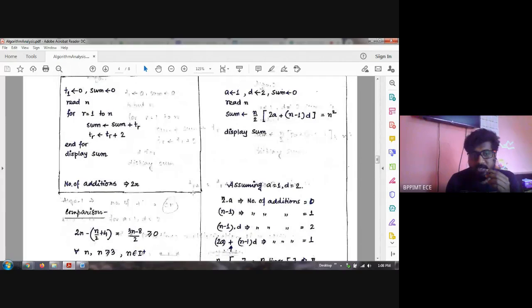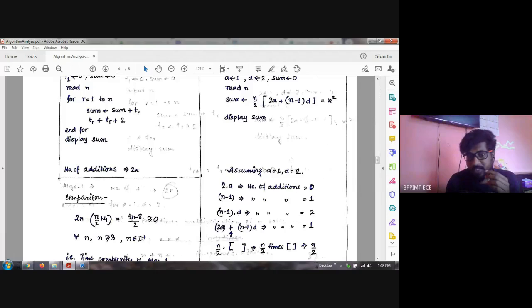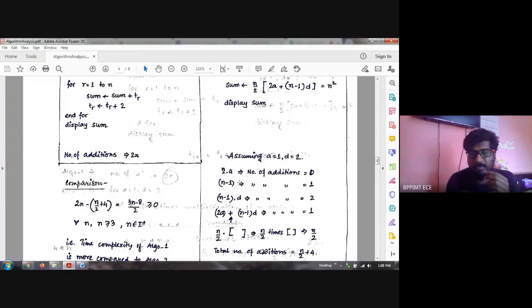Now let us try to calculate the number of additions in this algorithm, assuming a equal to 1, d equal to 2. In calculating 2a, a is equal to 1, so 2 into 1 means 2 itself. You don't have to add one element with another element, so the number of additions is 0. And n minus 1 is a single addition. N is getting negatively added with 1 to produce n minus 1, so the number of additions will be 1.